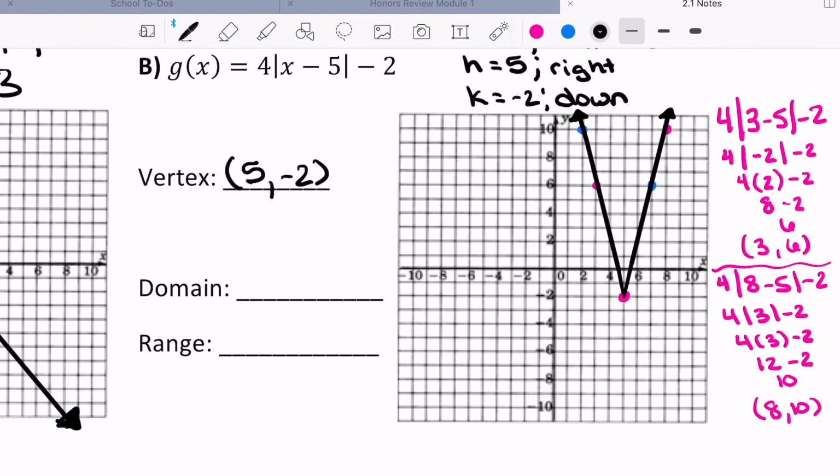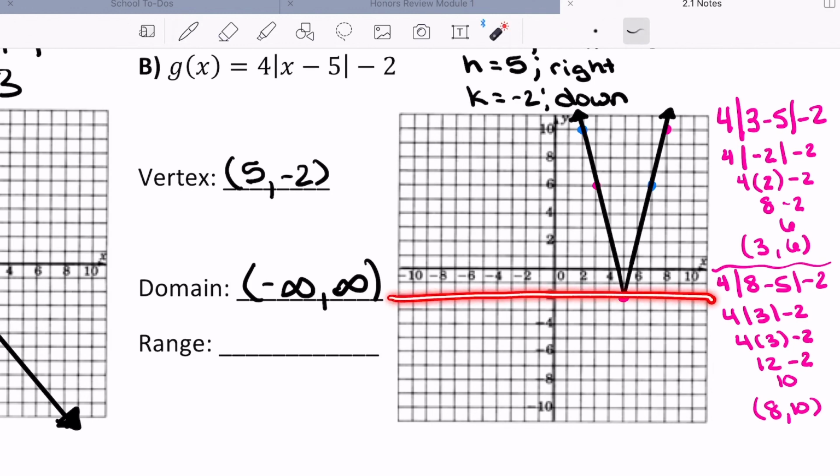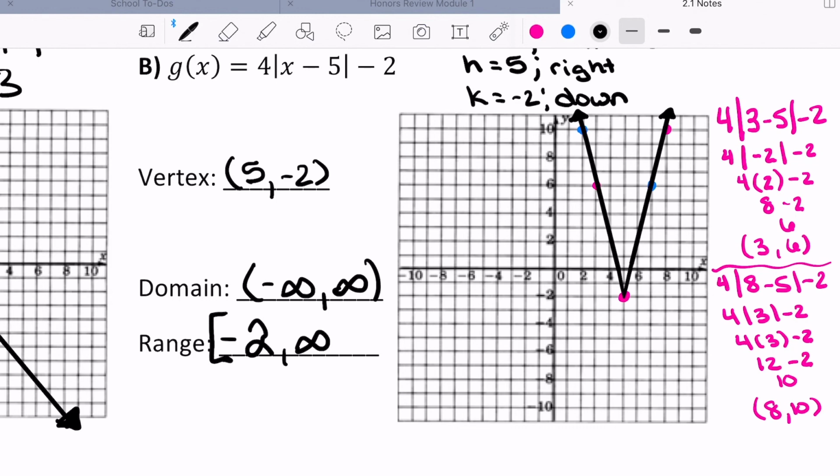Okay. Domain, absolute value, there's no restrictions. You can see it's going to continue growing from left to right. So we go from negative infinity to positive infinity. And for the range, identify where does your function start. In this case, it starts at negative 2 and continues to grow infinitely. So for the range from negative 2 to infinity, our vertex is at negative 2, so bracket, parentheses around positive infinity.